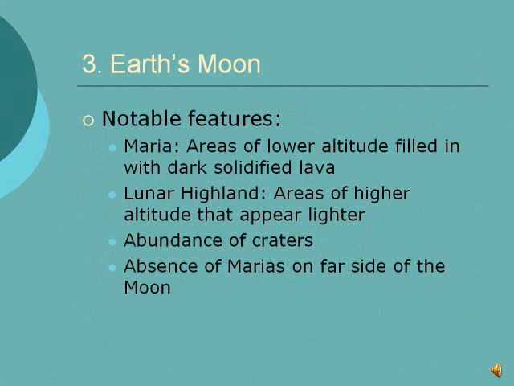Notable features of it, you have marias, which are areas of lower altitude filled in with dark solidified lava. These are the dark spots of the moon. Then you have your lunar highlands, which are areas of higher altitude that appear lighter on our moon. It has an abundance of craters. On the far side of the moon, there's an absence of marias, which means that there are no lava fields there, so no solidified lava.